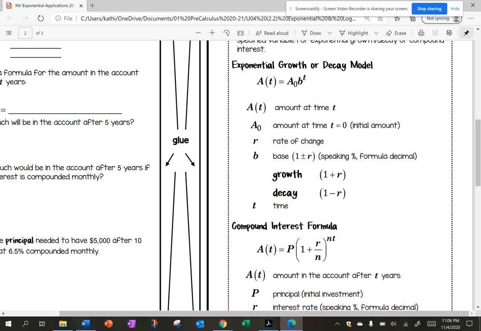And the 1 comes from 100% as a decimal equals 1. So that's where the 1 comes from. And t is my time.